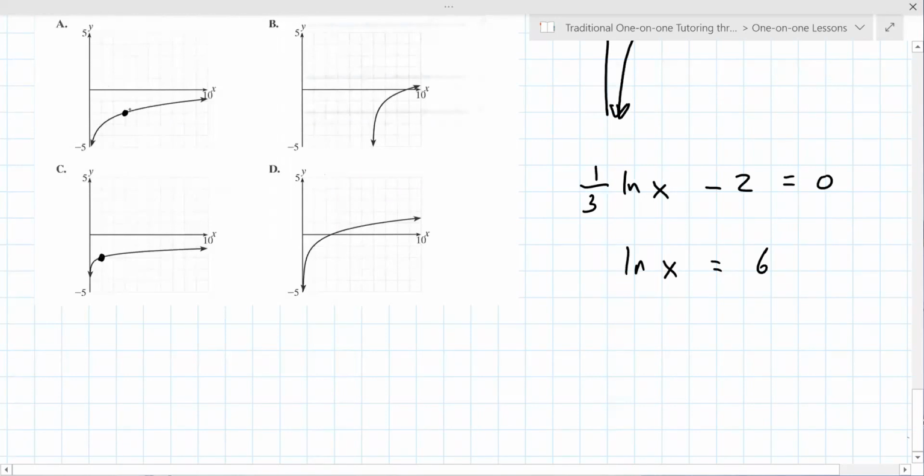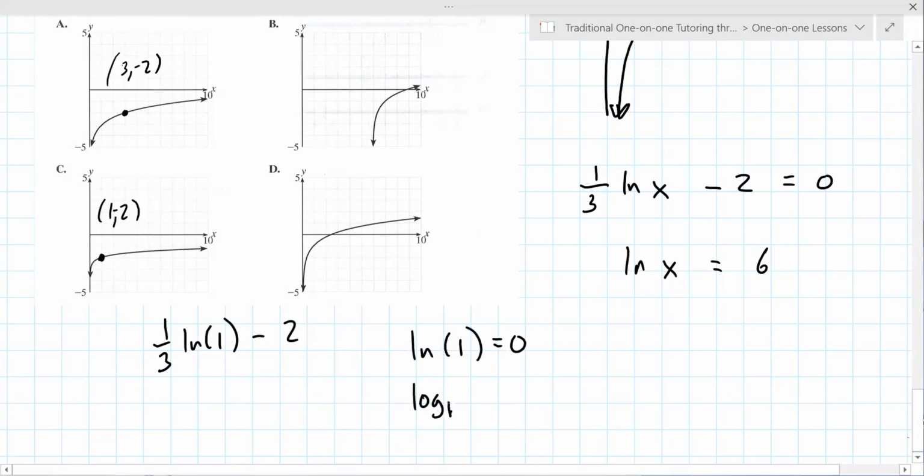So there's actually enough to do this. This says the point (1, -2), and this is the point (3, -2). So you just try them in your function. So 1/3 natural log of 1 minus 2. The natural log of 1 is always equal to 0. The log base b of 1 is always 0. This is 0 minus 2. So this one, that's why it's correct there.